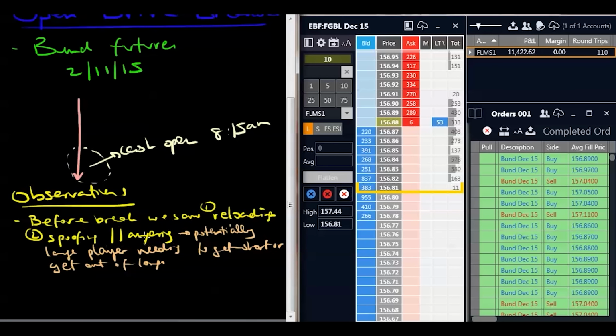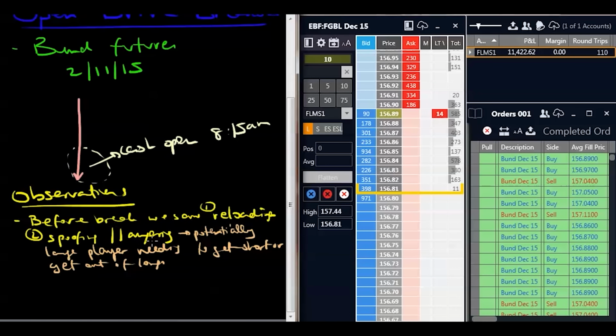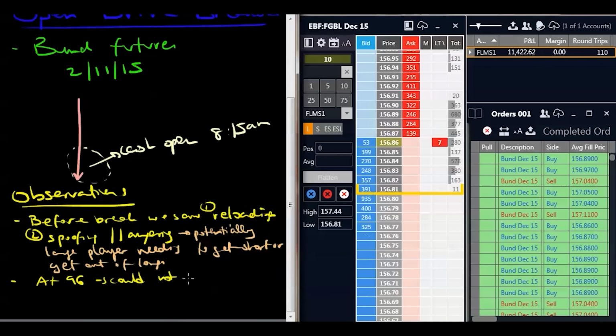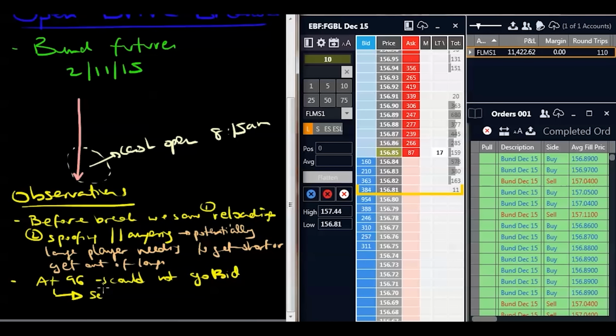If someone's spoofing in that nature at the lows of the day, and you're seeing reloading above where he's spoofing, he's just trying to game people into lifting the offer, his offer essentially. He sits on the offer while people lift him, and he's just reloading and adding more size. So just bear these things in mind. So we saw before the break, we saw reloading, and then we saw at 96s it could not go bid. Seller steps in and blips lower.